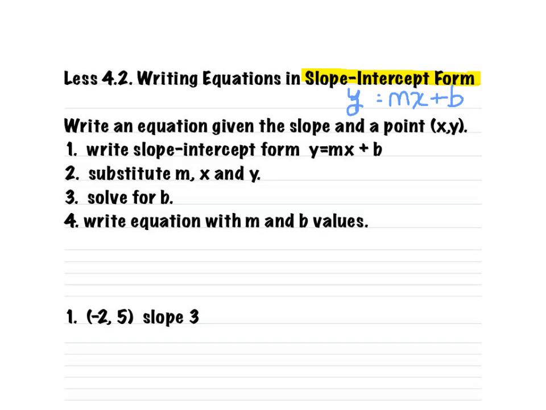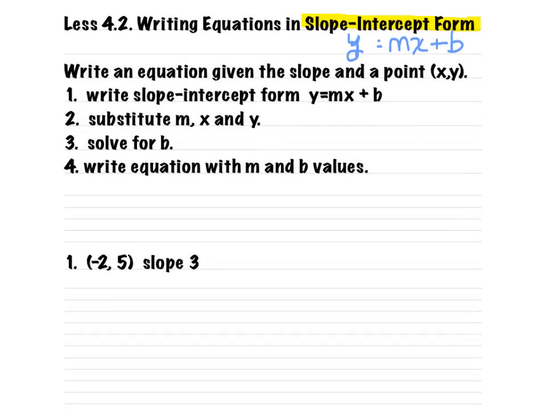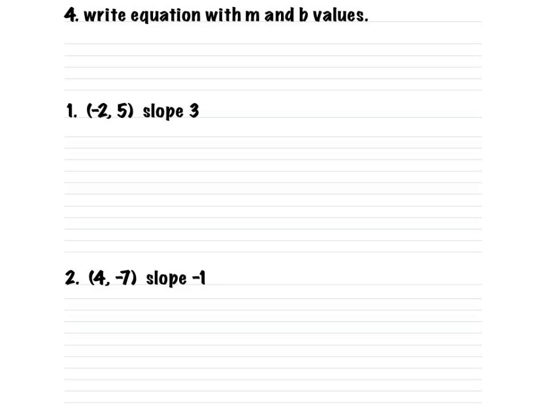Okay, take a moment to write down your steps. These are the steps for writing an equation if you are given the slope and a point. If you are given m and an ordered pair x comma y. Take a moment to write down step number 1, 2, 3, and 4. Pause the video, please. Okay, let's go ahead and work on problem number 1.